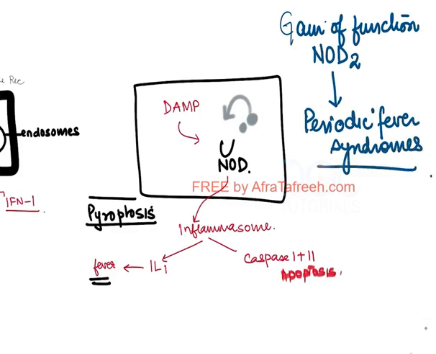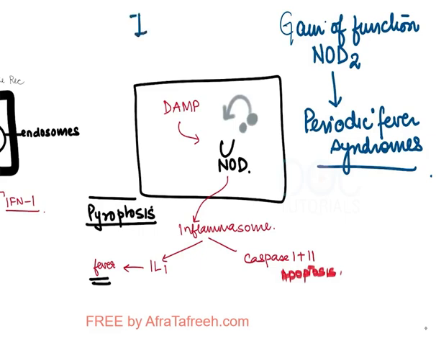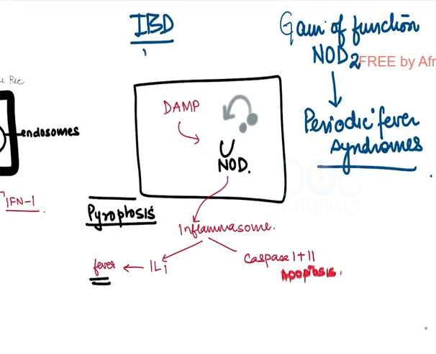So periodic fever syndrome. The patient is going to get a lot of fever syndromes. So gain of function of NOD2 mutations typically causes periodic fever syndromes. Not only that, remember in inflammatory bowel disease, NOD2 mutations are very common, especially in Crohn's. Okay, in Crohn's disease, NOD2 mutations are very, very common.